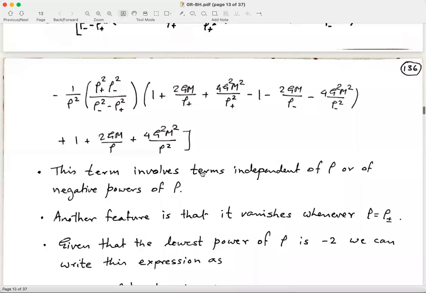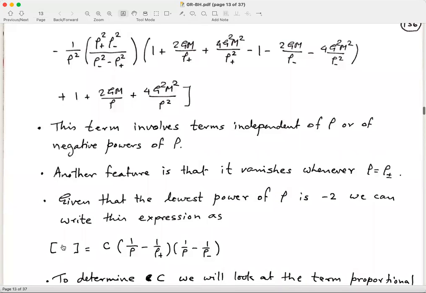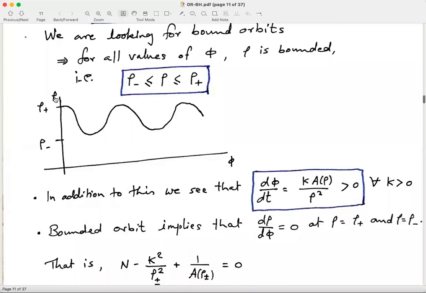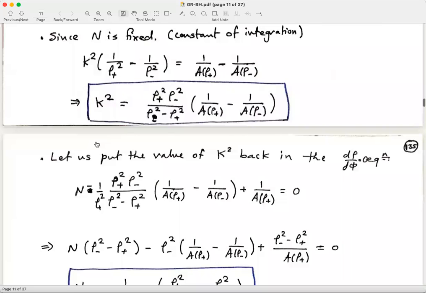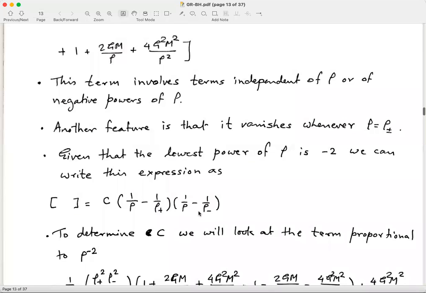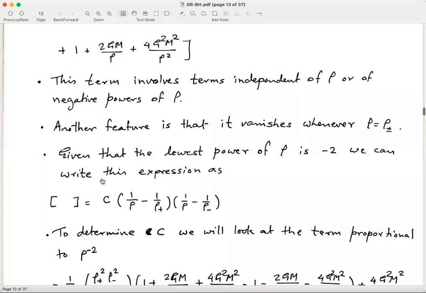So in principle, this is a quadratic equation in 1 over ρ. So you can write the square bracket as some constant C times (1/ρ − 1/ρ+) times (1/ρ − 1/ρ−). This decomposition is clear from the trajectory itself, right? The trajectory has its derivative vanishing at ρ equals ρ+ and ρ−, which would guarantee that this square bracket has zeros sitting at these points. So of course one has to determine what C is.